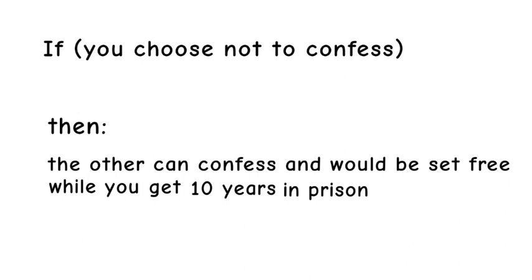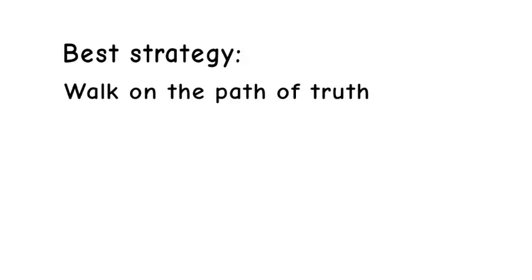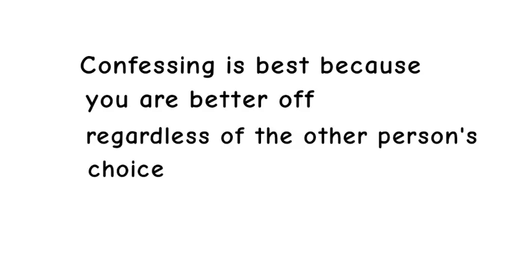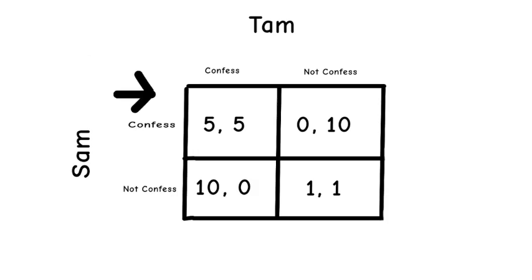In fact, it is best for both Sam and Tam to confess. And I'm saying that not because of some whim of Gandhi and his philosophy, but because there is a logical reason behind it. You see, confessing is the best strategy because regardless of what the other person does, you get the best outcome. Say Tam chooses to confess, then Sam gets 5 years in prison compared to the 10 years Sam would have gotten otherwise. And if he chooses not to confess, then Sam is set free.